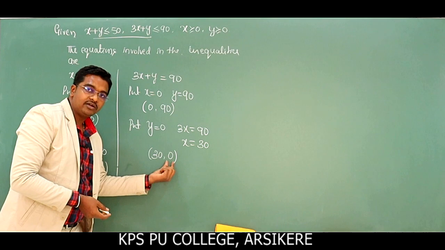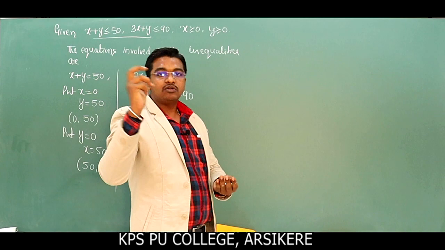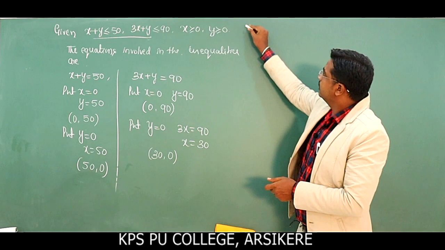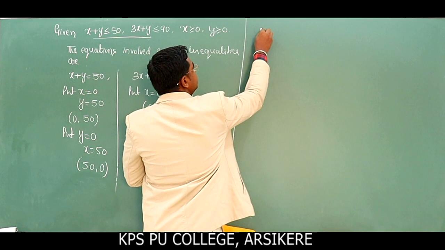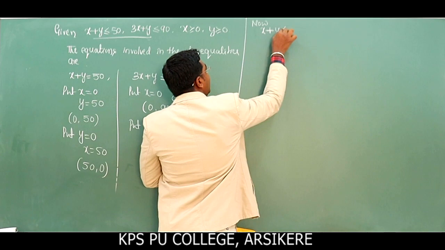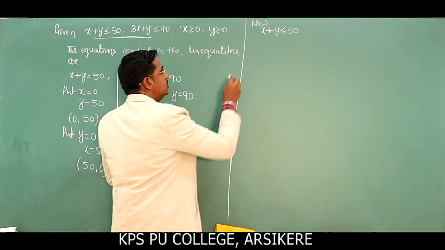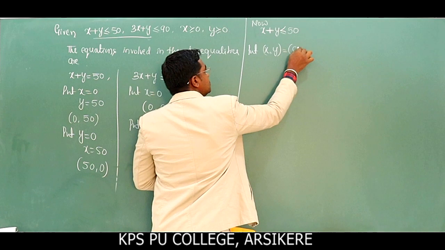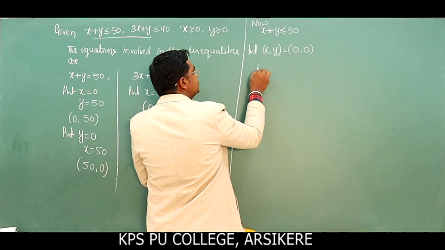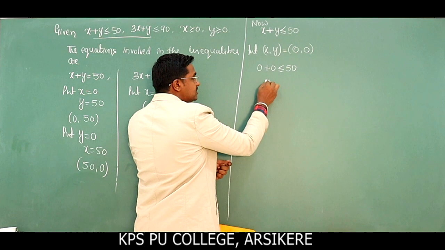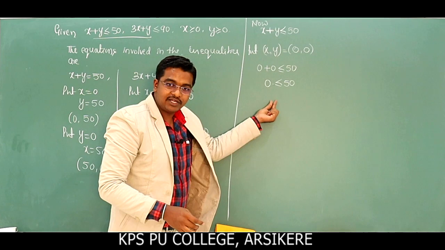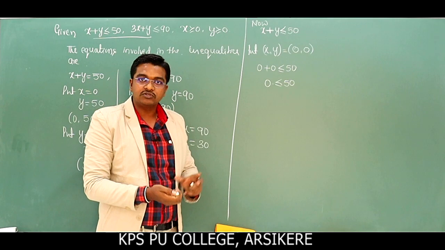Then what is the next step? Next we have to find whether the solution region is towards the origin or away from the origin. For that purpose, take the first inequality. The first inequality is x plus y less than or equal to 50. So put x comma y is equal to 0 comma 0. Put x is equal to 0 and y is equal to 0. 0 plus 0 less than or equal to 50. Clear? So obviously 0 is less than or equal to 50, which means the given inequality is true.